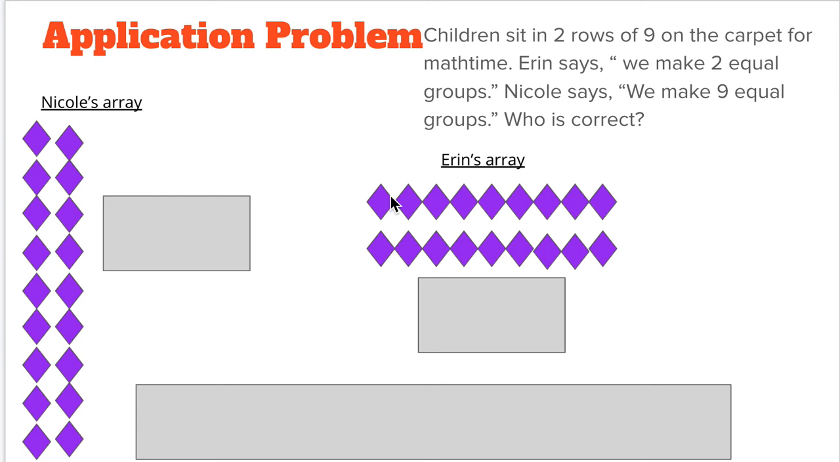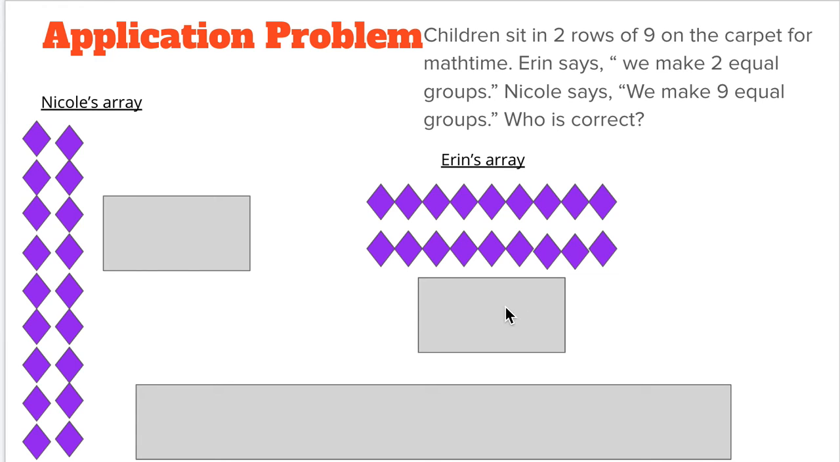So let's make what Aaron says, 2 rows with 9 in each of them. So I have my 1, 2 rows, and my 9 in each row: 1, 2, 3, 4, 5, 6, 7, 8, 9. So now let's see, they say we make 2 equal groups. So as this group has 9 and this group has 9, are these 2 equal groups? Yes, because equal means they have the same number.